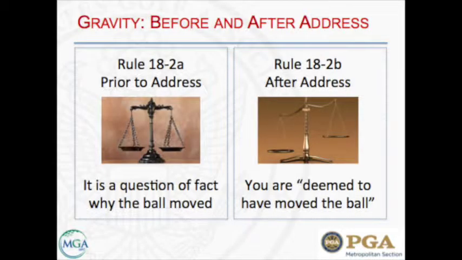But you can think about it this way. 18-2A, prior to address. The player's not addressed the ball. We have a question of fact why the ball moves. The scales of justice are going to give you an equal shake. If it's 50% that you moved it, 50% that something else moved it, we'll give you the benefit of the doubt. If it's 49 to 51, we're going to say that you moved it if you're the 51%. So it's a pretty even shake.